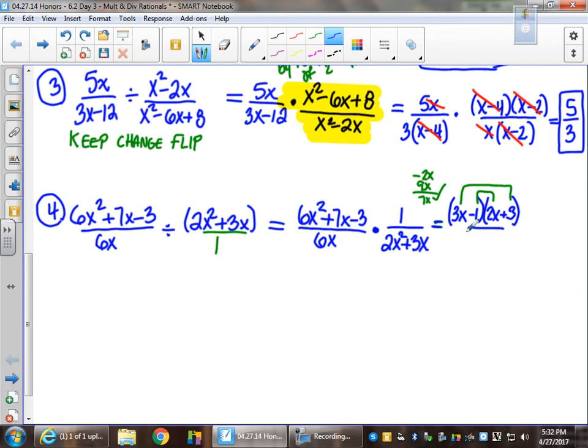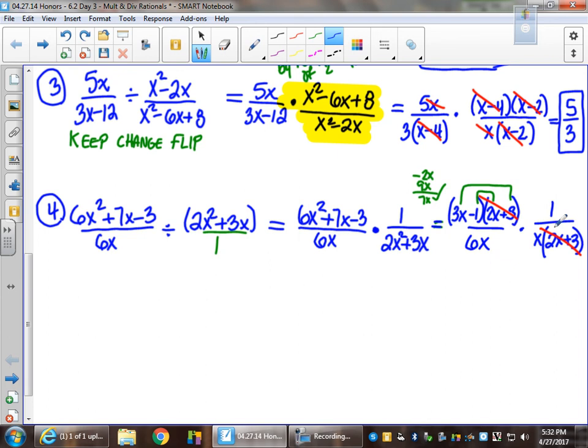This is still being divided by 6x times 1 divided by. Here, I have a GCF situation. I can factor out x, and that leaves behind 2x plus 3. So let's see what can cancel. What do you see? I see 2x plus 3 will cancel with 2x plus 3. And nothing else. These x's are both in the denominator, so these do not divide to equal 1. So you can't cross out the x's. So that's as far as we can go.